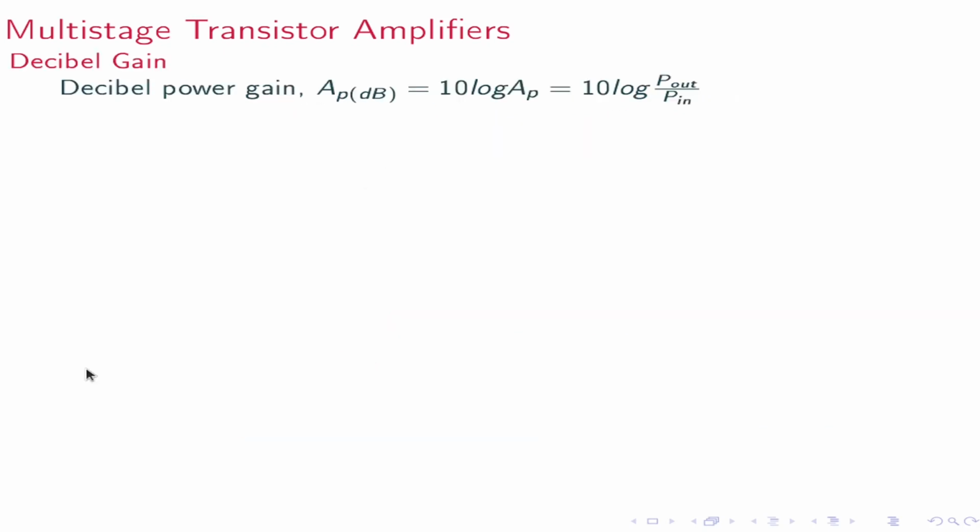Decibel power gain APdB is 10 log AP, that is 10 log Pout by Pin, output power by input power. Decibel voltage gain AVdB is 20 log AV. 20 because power is I square R.